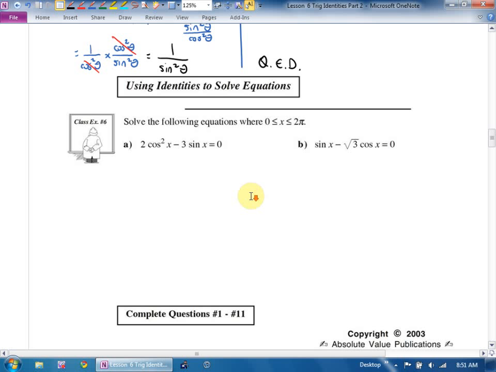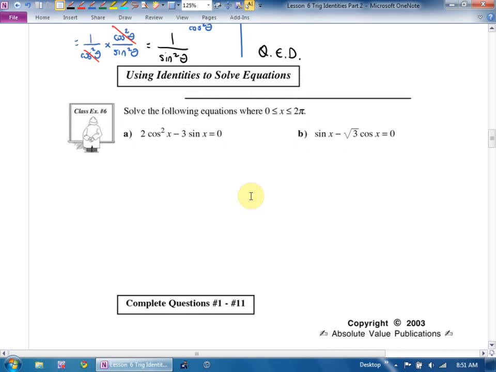Page 345. I want to talk about using identities to solve equations. Now, I don't think I put one like this on your test. At least I know it's not on the written. There might be one on the multiple choice, but I think I threw one on one of your quizzes, and this does show up on the provincial, so we're going to cover it here.